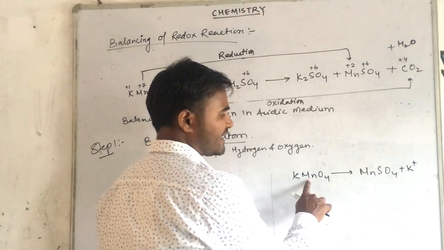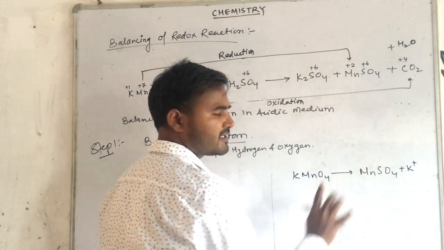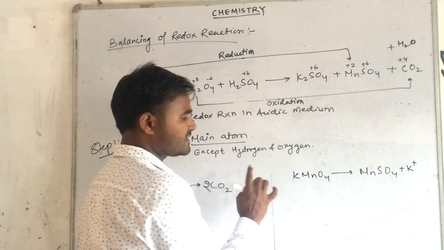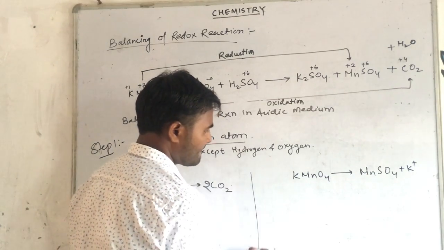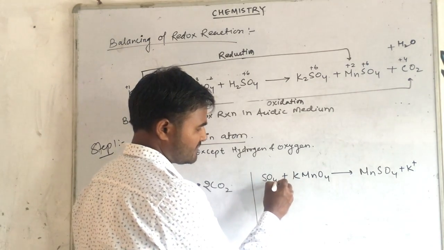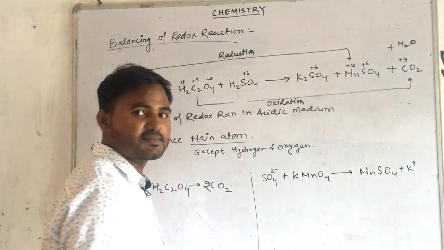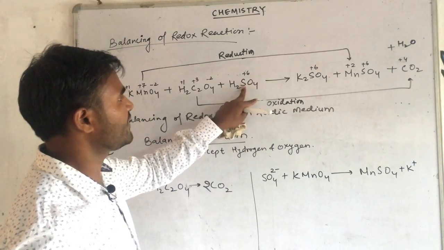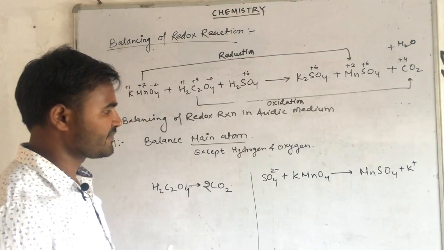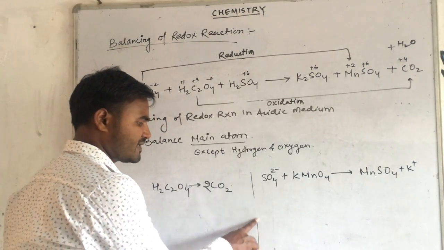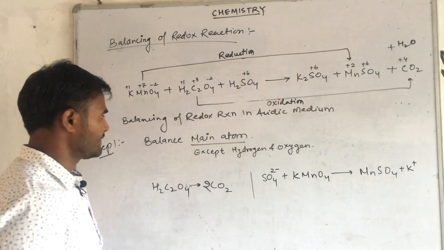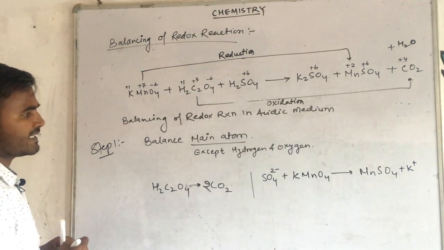नाउ कम टू द मैग्नीज, ऑलरेडी बैलेंस्ड. सल्फर, there is sulfur in product side but no sulfur in reactant side, so you have to add sulfur or sulfate ion. Yes, you have to add sulfate ion because sulfur is present in the form of sulfate ion. Sulfate ion. Clear? So this is the step number first. We have balanced the main atom. Clear? Now step number second.